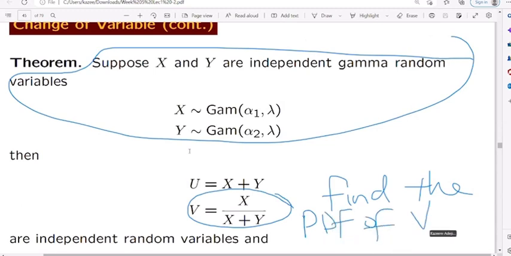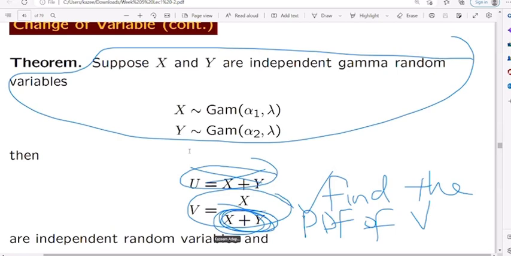You are not going to be given this guy here. You will be the one to think about getting an artificial variable U. But most of the time, in a situation where you are seeking a ratio, the artificial variable U is going to be a denominator to the new variable you are seeking. I just wanted you to take note of that.